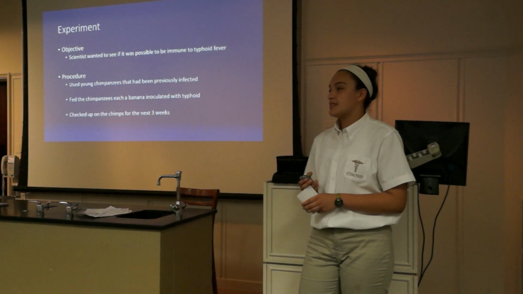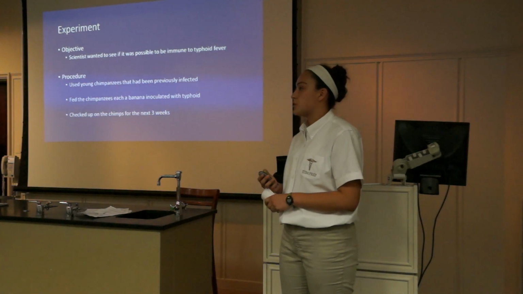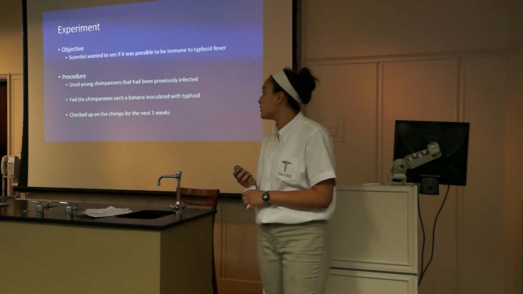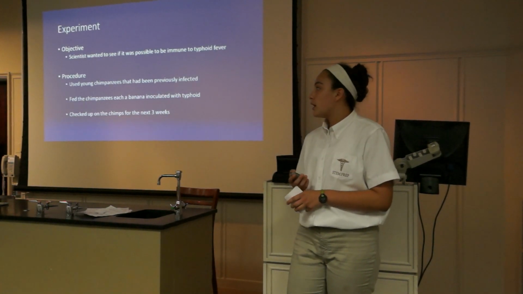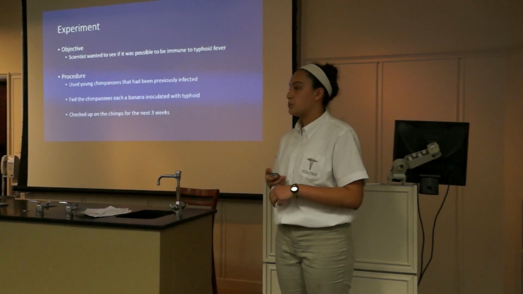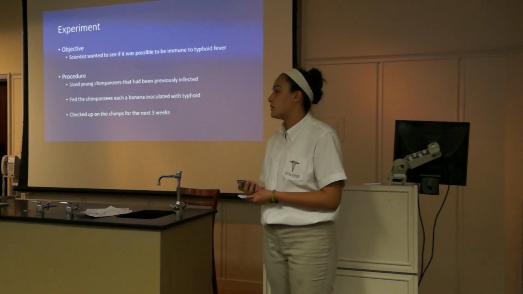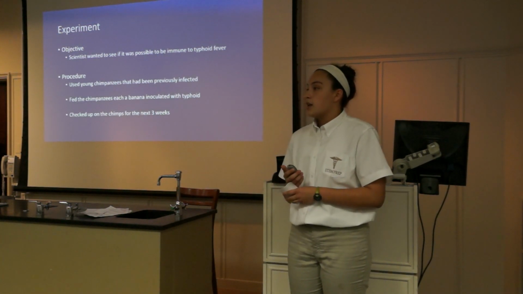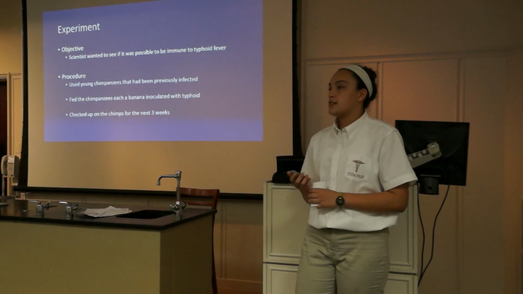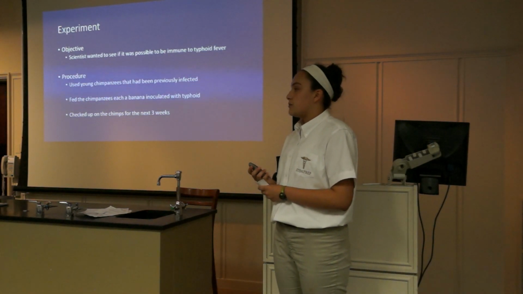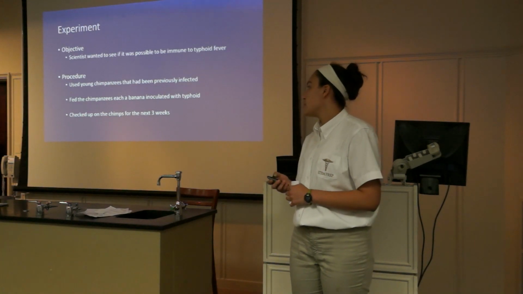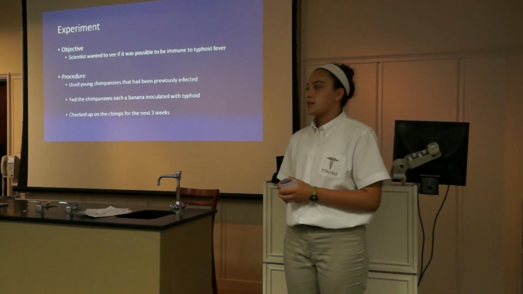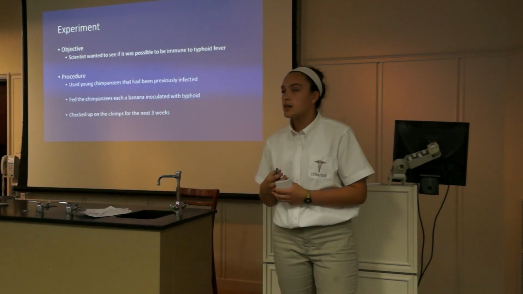In my experiment, scientists wanted to see if it was possible to be immune to typhoid fever, so they used six chimpanzees, two who had previously not been infected and four who had been infected and recovered. To simulate infection, they inoculated a banana with a strain of typhoid fever called TY2, and they checked up on the chimps for the next 3 weeks, looking at their symptoms.